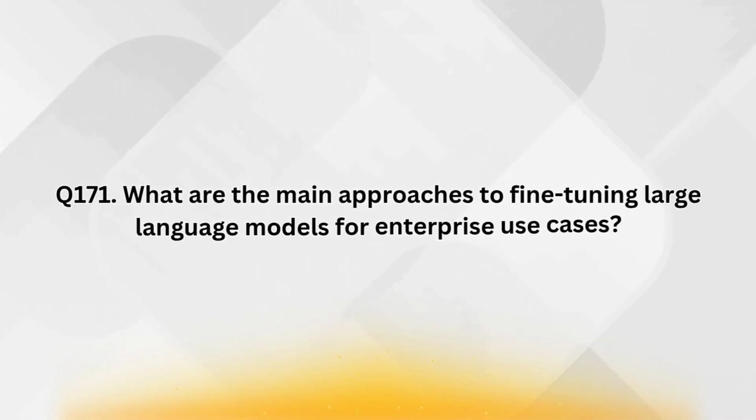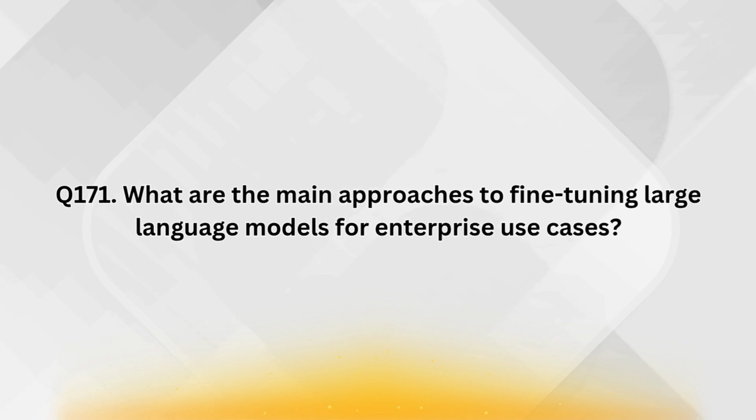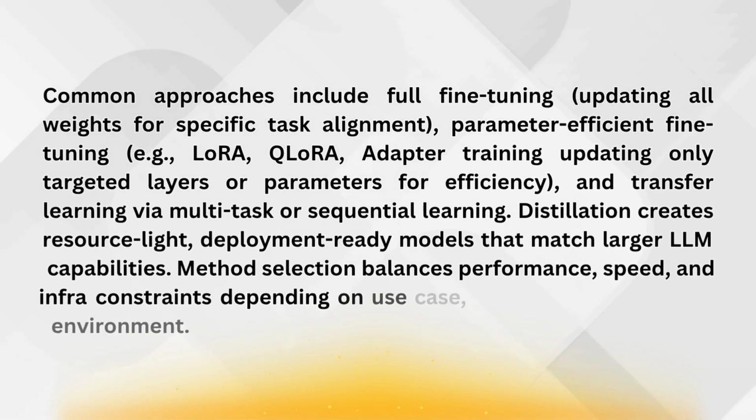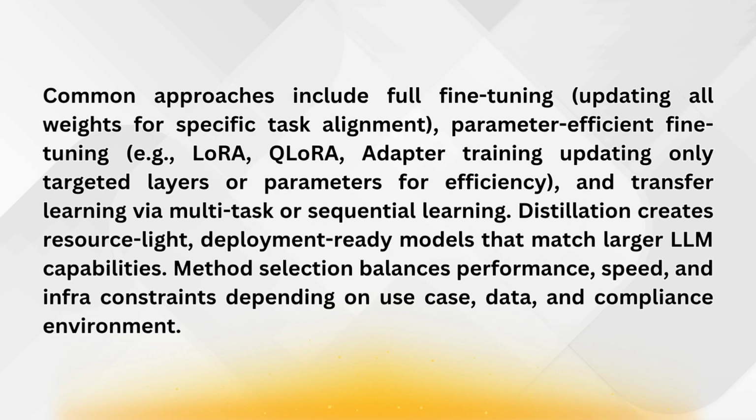What are the main approaches to fine-tuning large language models for enterprise use cases? Common approaches include full fine-tuning, updating all weights for specific task alignment; parameter-efficient fine-tuning, examples are LoRA, QLoRA, adapter training, updating only targeted layers or parameters for efficiency; and transfer learning via multitask or sequential learning. Distillation creates resource-light, deployment-ready models that match larger LLM capabilities. Method selection balances performance, speed, and infrastructure constraints depending on use case, data, and compliance environment.